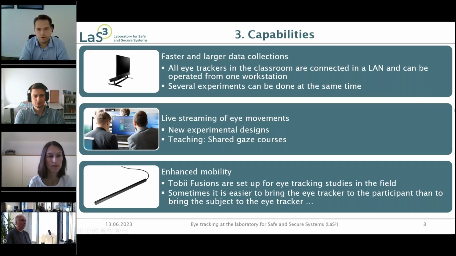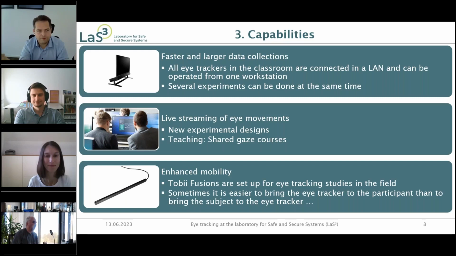Or otherwise, you can also act as a live model in this case and just show them how you solve a certain task and stream your eye movements to them. This is one of the things we are currently trying to set up, and we'll test it probably in the winter term. We have some ideas in mind and are interested in how our students will react to this, but it's a very nice idea for us.